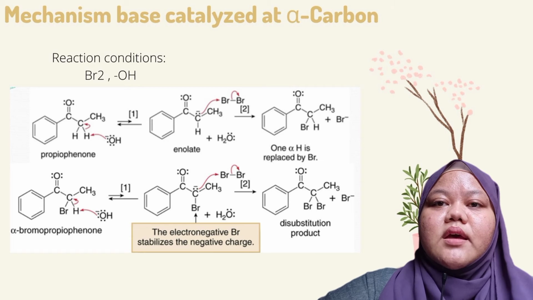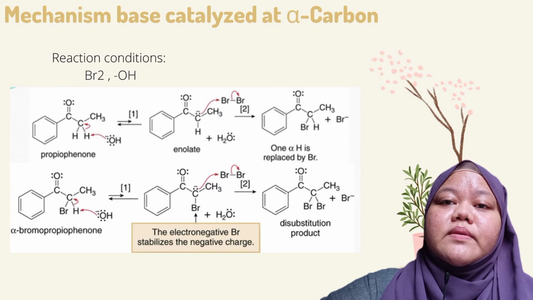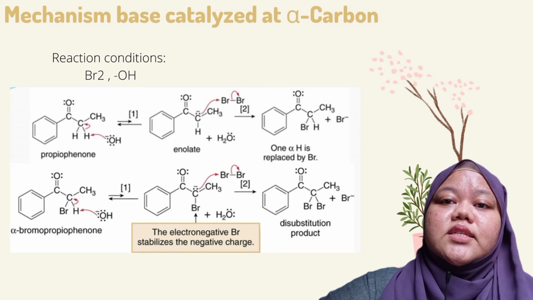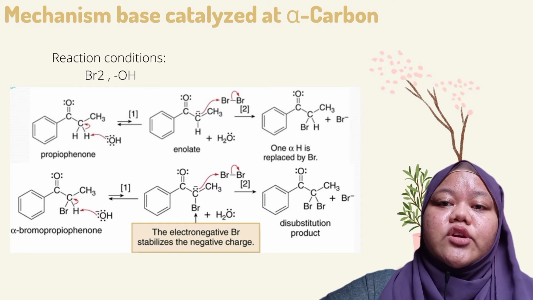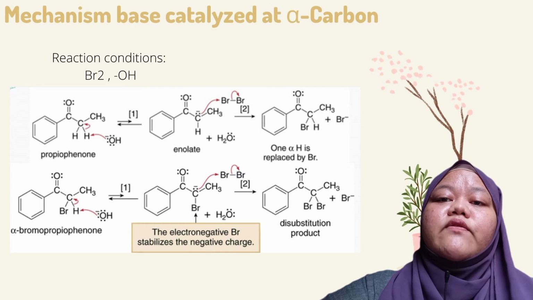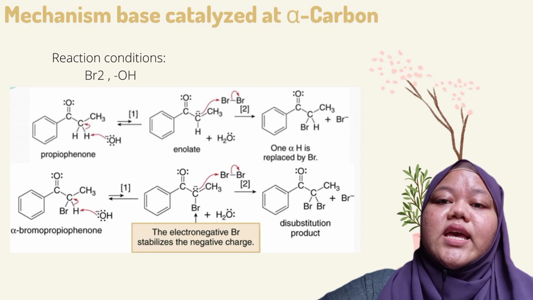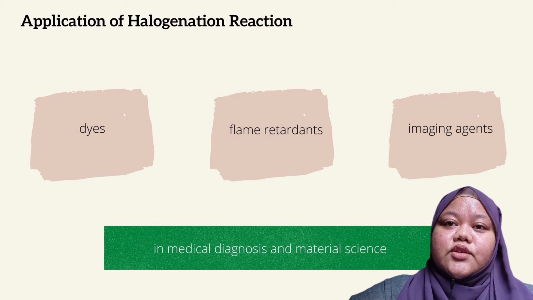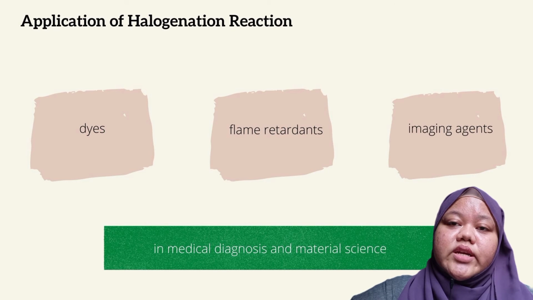Next is the mechanism base catalyzed at the alpha carbon. The reaction conditions needed are bromine gas and the base, OH-. The electronegative bromine stabilizes the negative charge, and this reaction is less useful because it is difficult to stop the reaction after the addition of just one halogen atom to the alpha carbon. The applications of the halogenation reaction are dyes, flame retardants, and imaging agents in medical diagnosis and material science.